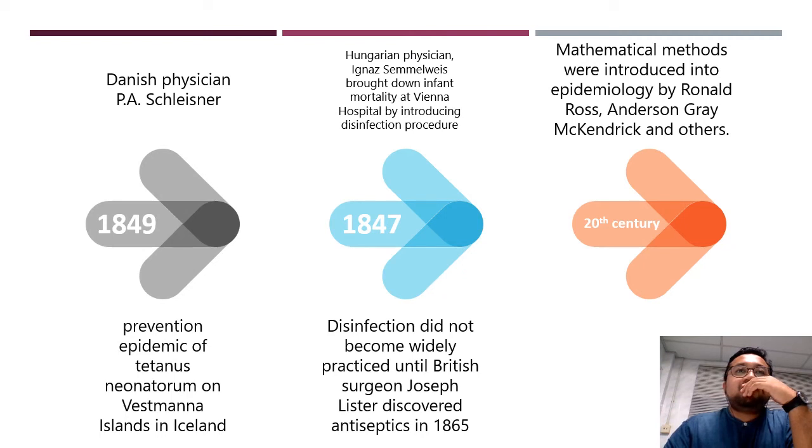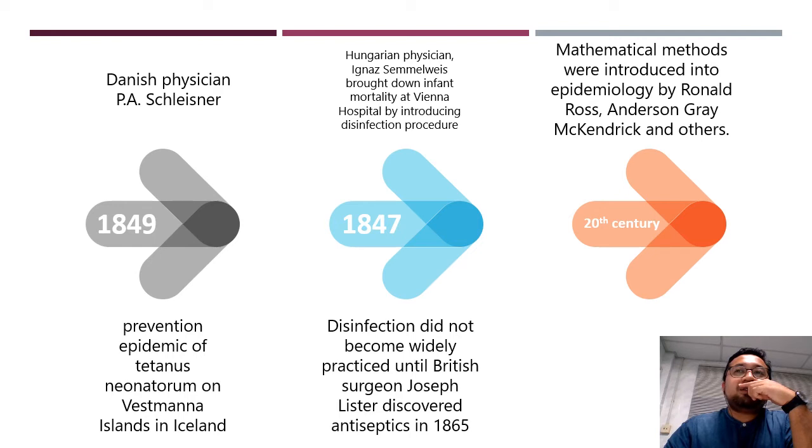Right. So Danish physician in 1849, prevention of epidemic of tetanus neonatorum in Westmann Island ni ada history of epidemiology punya study, and then Hungarian physician Ignaz Semmelweis brought down infant mortality at Vienna by introducing disinfection procedure. Okay, daripada sini dah start kita panggil intervention untuk control disease tersebut. So this disinfection did not become widely practiced until British surgeon Joseph Lister discovered antiseptic in 1865.